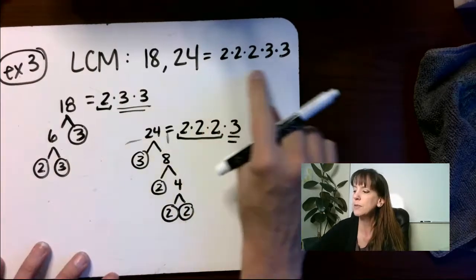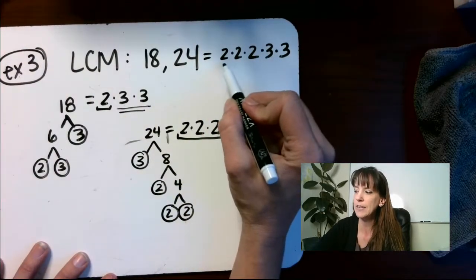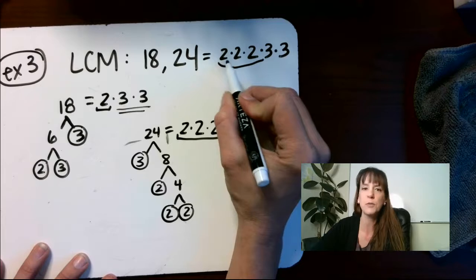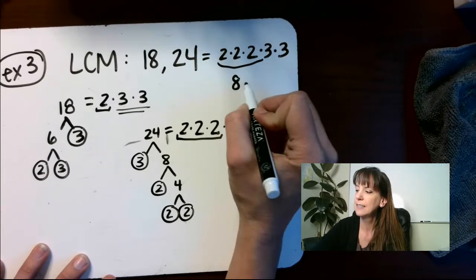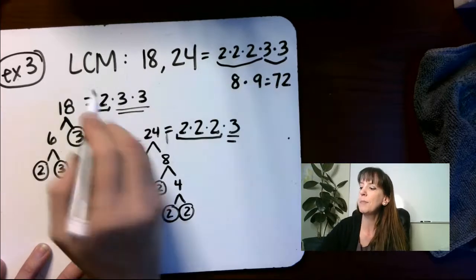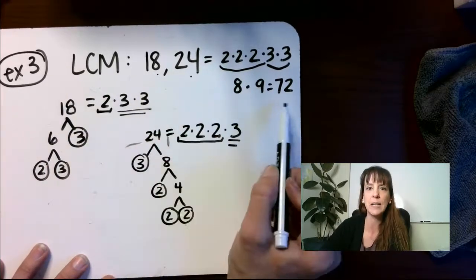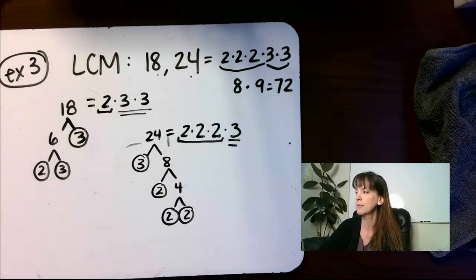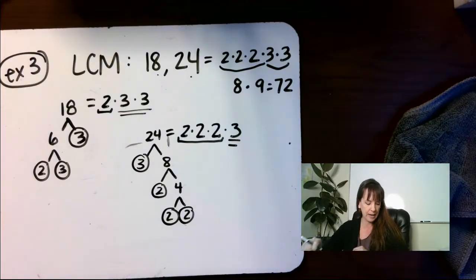Now what I can do is take all of these together, and this would be 2 times 2 is 4, times 2 is 8, times 3 is 24, times 3 is 72. So our least common multiple between 18 and 24 is going to be 72. That's an easier way of figuring that out.